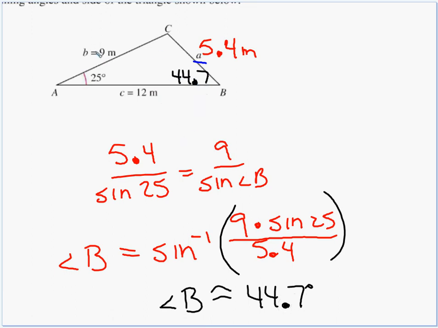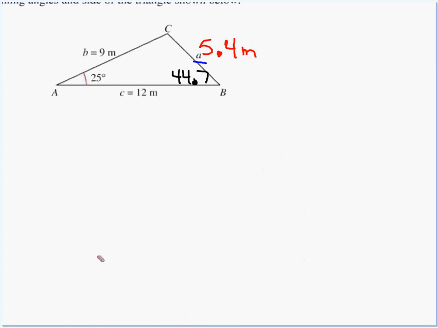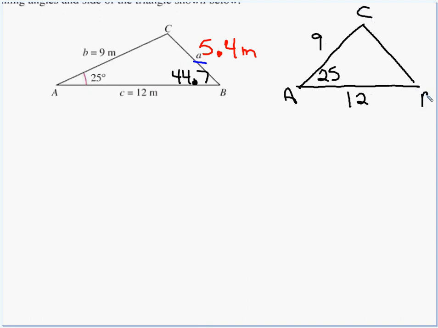Now, since this is side angle side, there could be a second possible triangle out there. As soon as we found this missing side, that missing side will also be true on the second triangle if there's one out there. So let's set up this possible second triangle. It'll have the same given info, 25 degrees here for angle A. Side B is 9 meters. Side C is 12. Here's angle C up top and angle B.